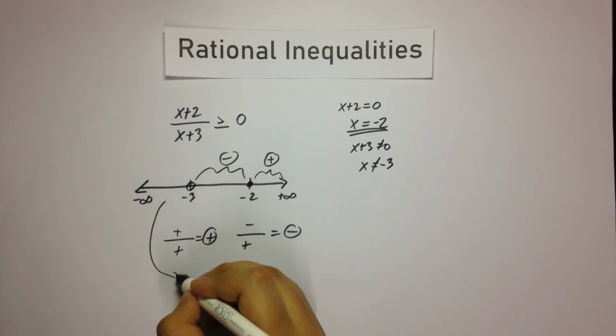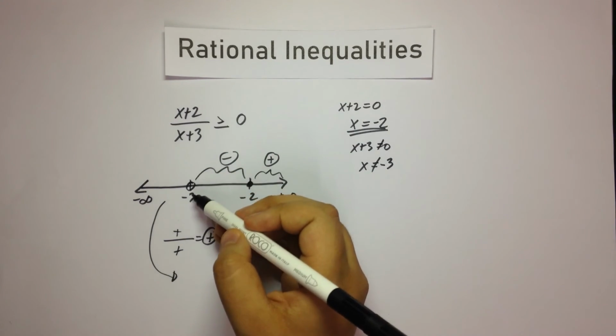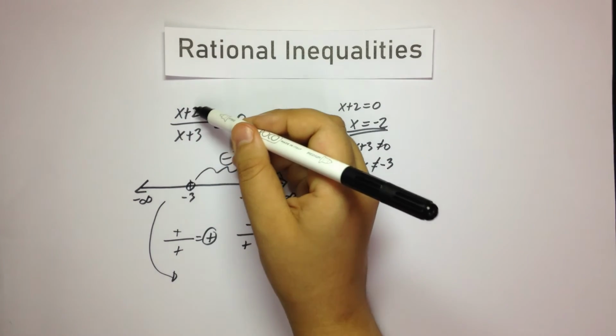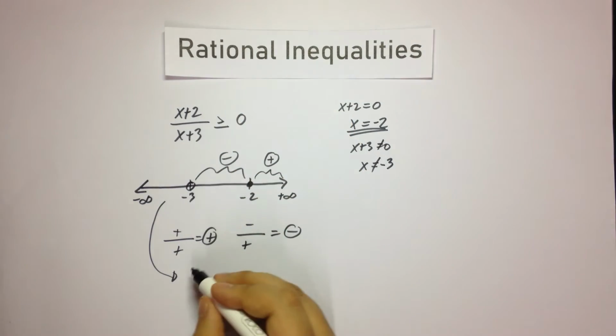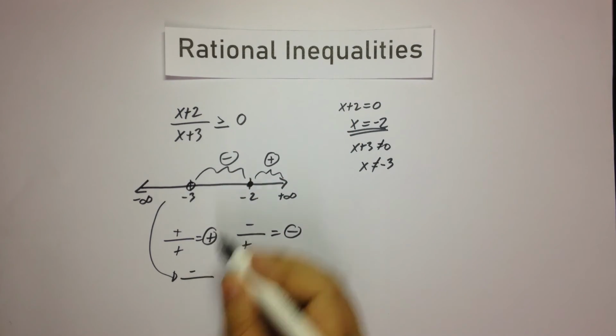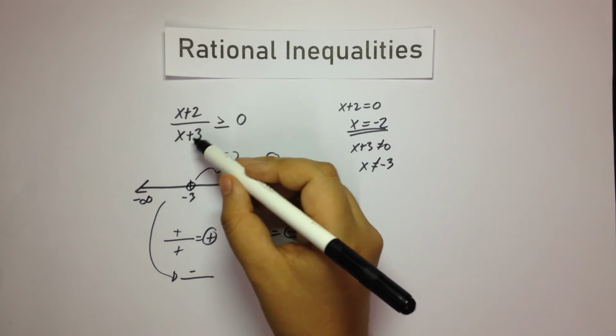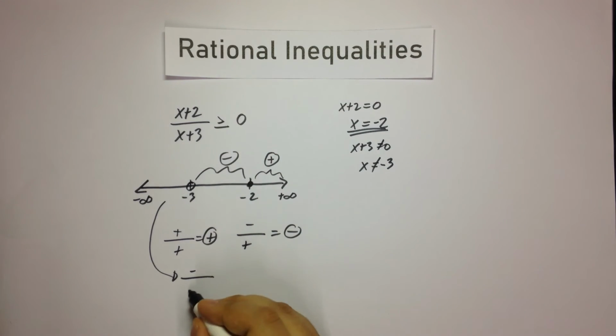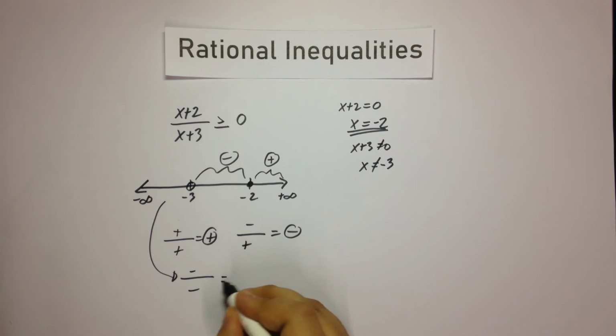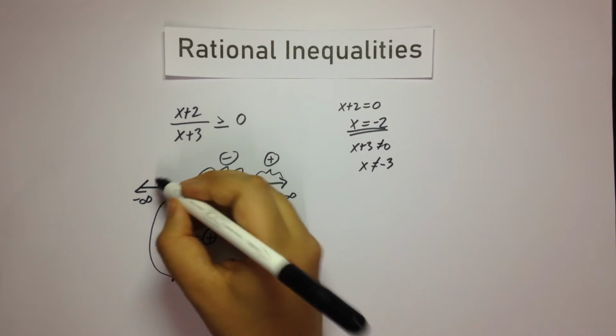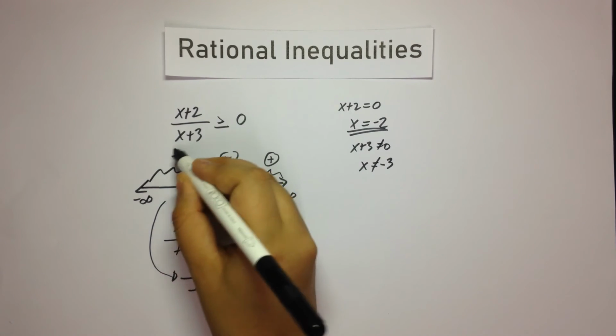Well, this region over here, let's try -4. So -4 plus 2 over here would be -2, meaning a negative sign. And -4 plus 3 over here would be -1. So negative divided by negative would be positive. So this region would be a positive.